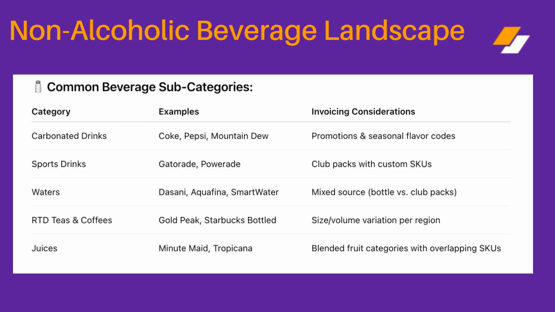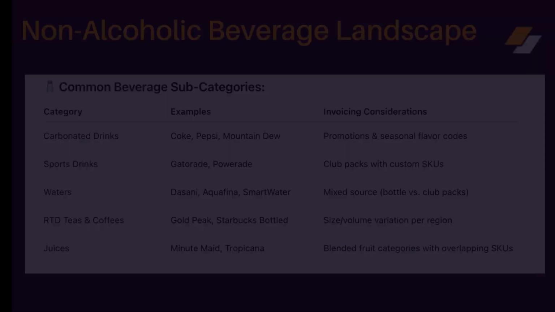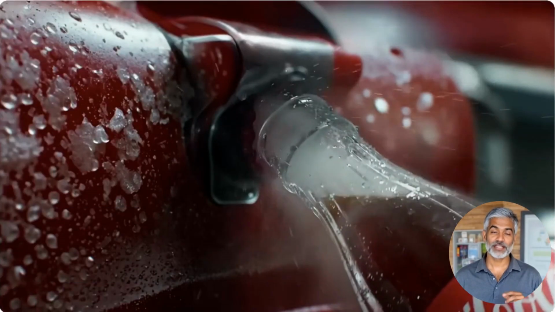These reflect the juice category and have invoice considerations regarding blended fruit categories with overlapping SKUs. Tasty, the industry is not without challenges.